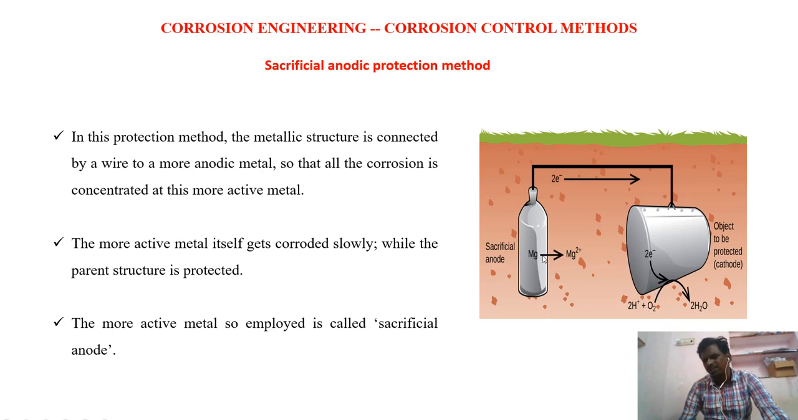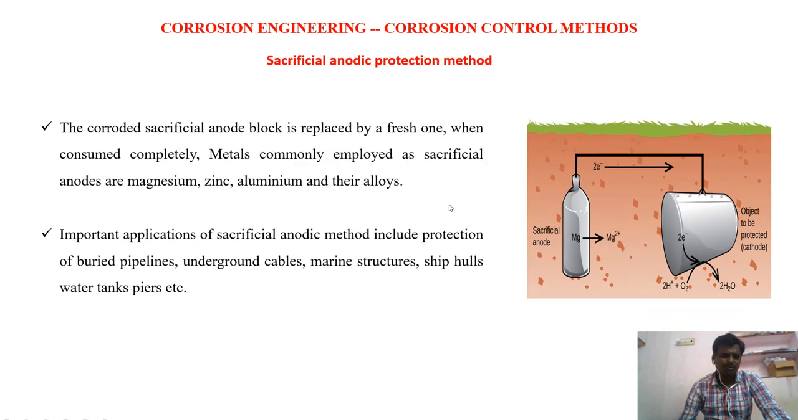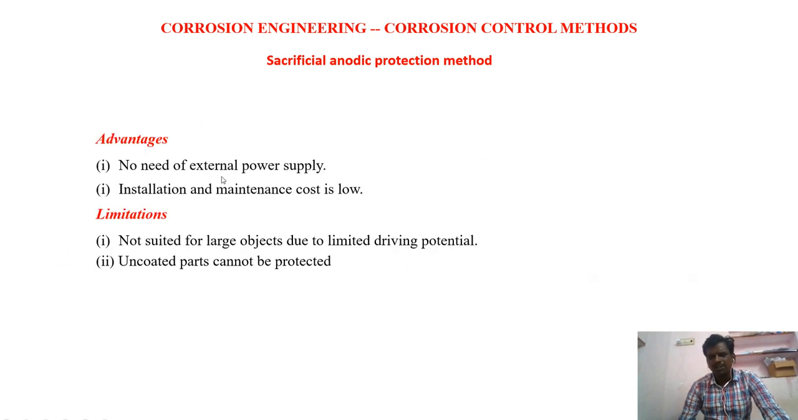After a long duration, if all the sacrificial anodic material has been destroyed, then we have to replace the sacrificial anode with freshly more anodic material. This type of corrosion protection can be useful in the case of pipelines, underground objects, marine structures, etc. The advantage is that we are not using any external power, and maintenance and installation cost is very low. Limitations: it is not suitable for large areas, and uncoated parts cannot be protected.